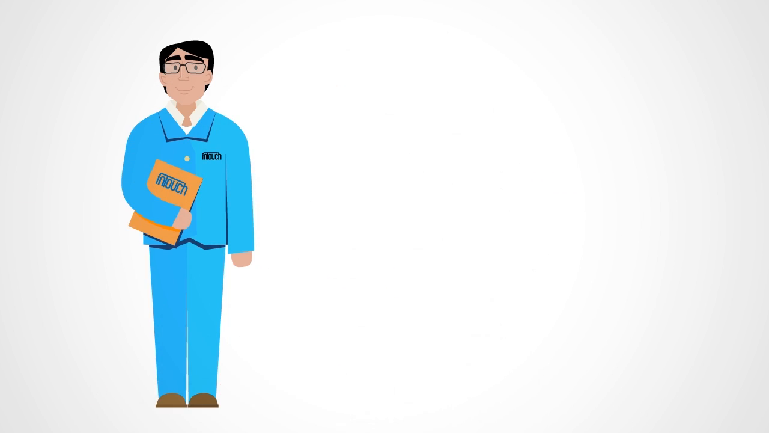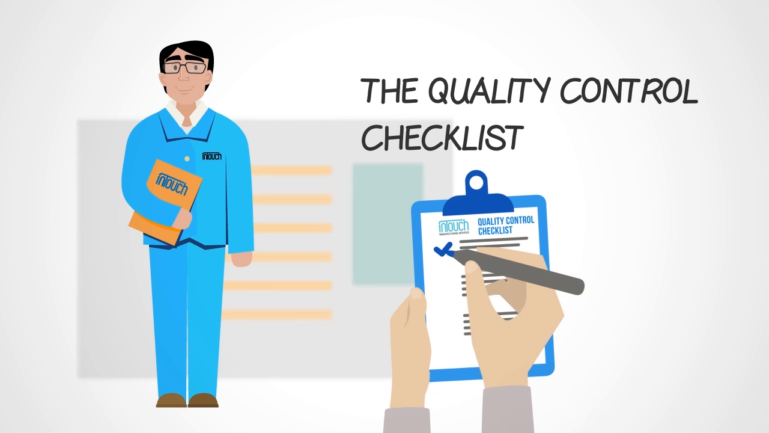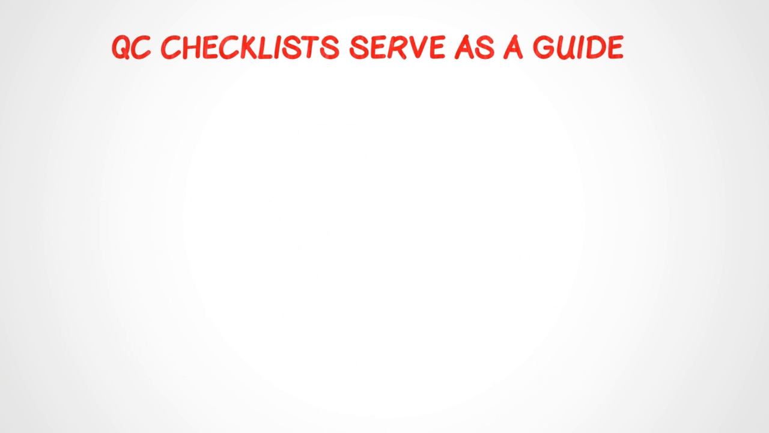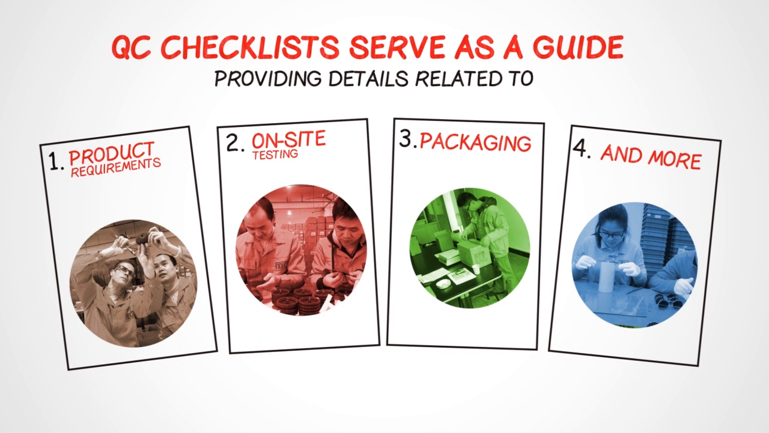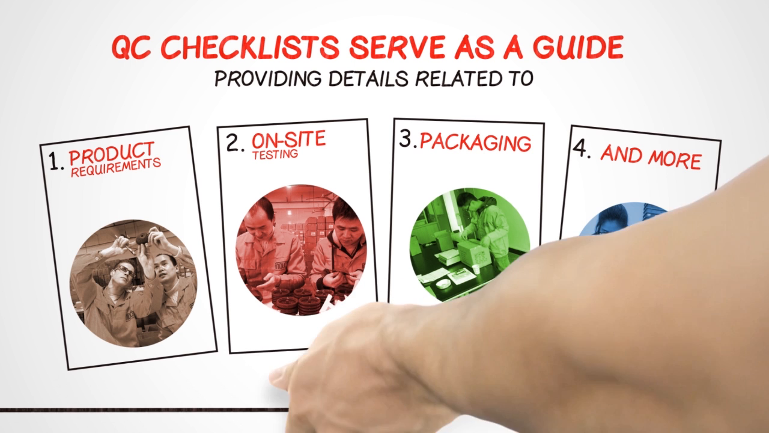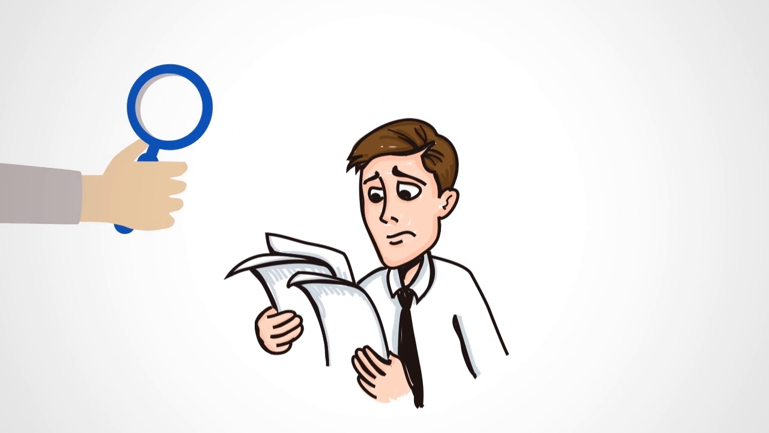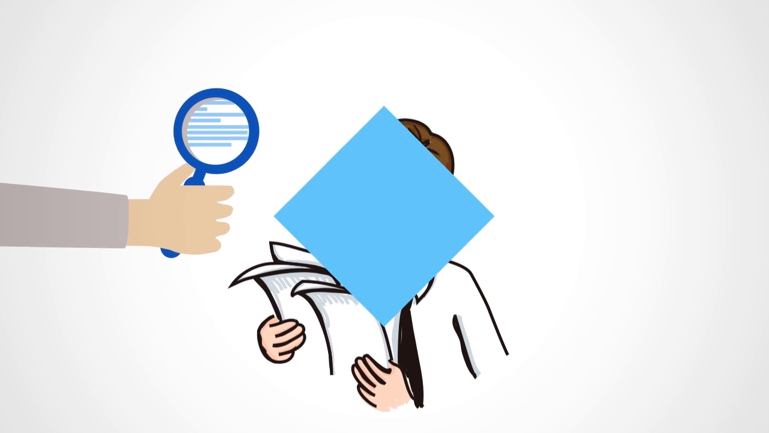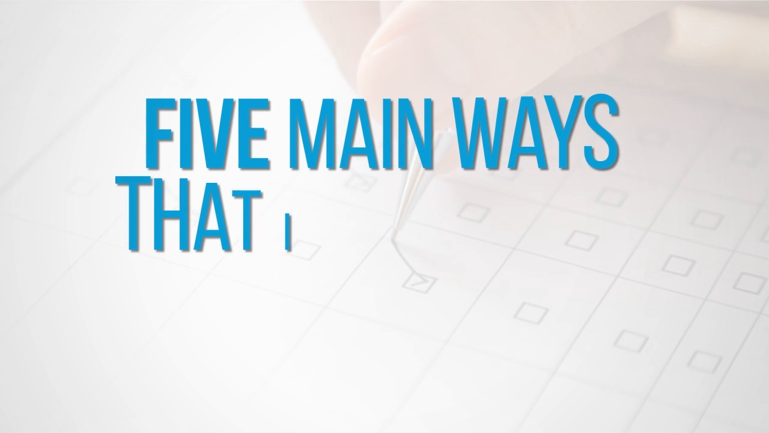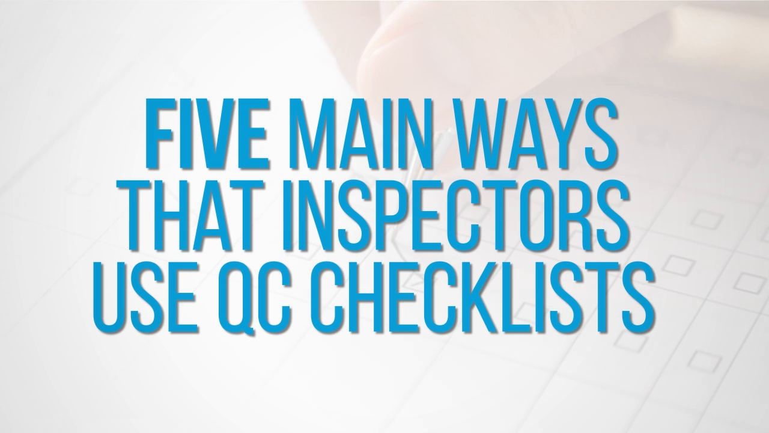The most important document QC staff use to inspect a product is the Quality Control or QC checklist. QC checklists serve as a guide for your inspector during inspection, providing details related to product requirements, on-site testing, packaging, and more. As an importer, if you omit any important details from the checklist, the results could be inaccurate, and you may need to re-inspect. Let's look at the 5 main ways that inspectors use QC checklists in the field.